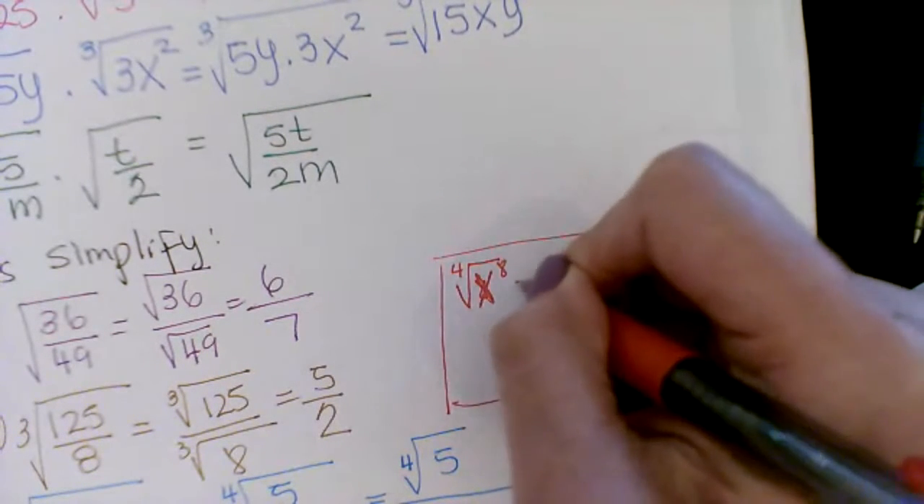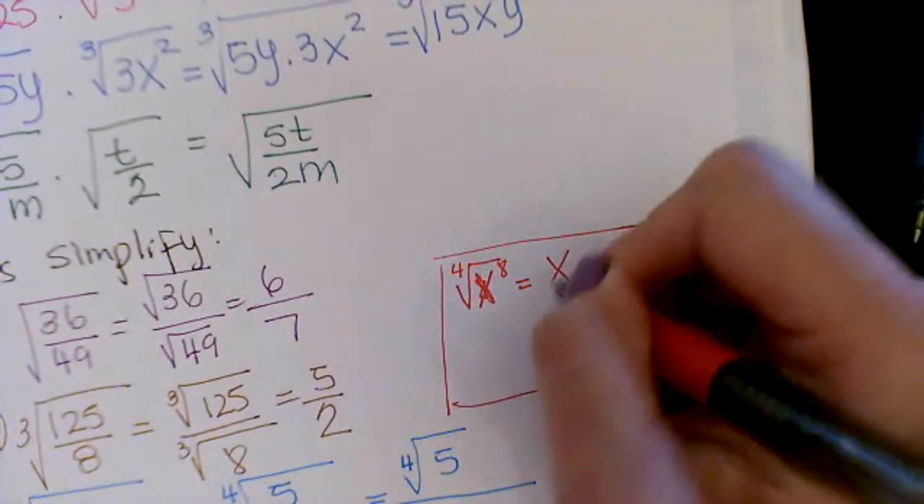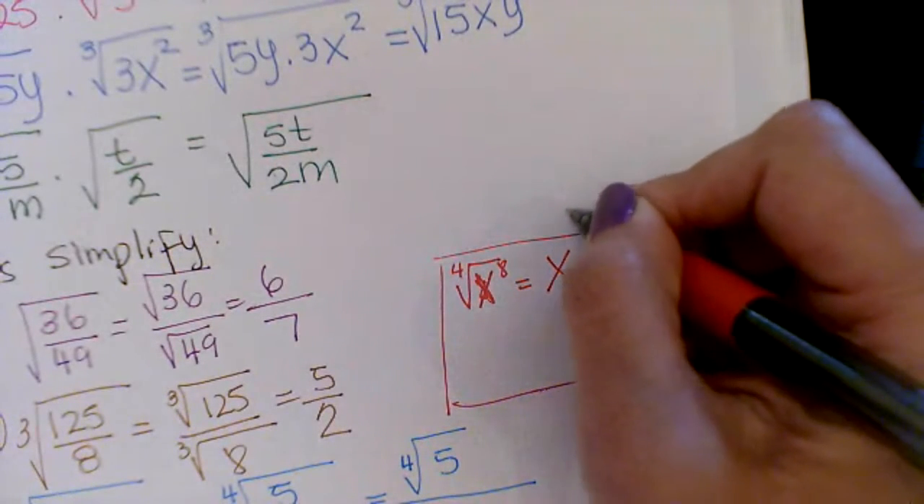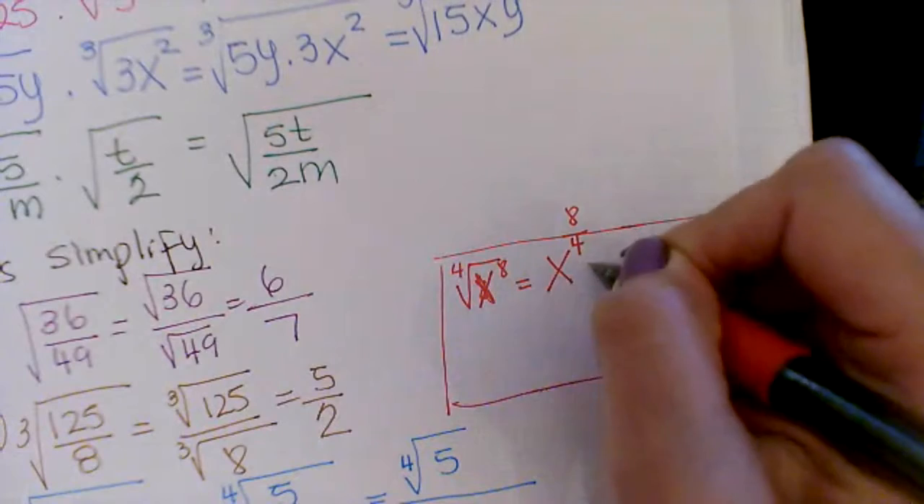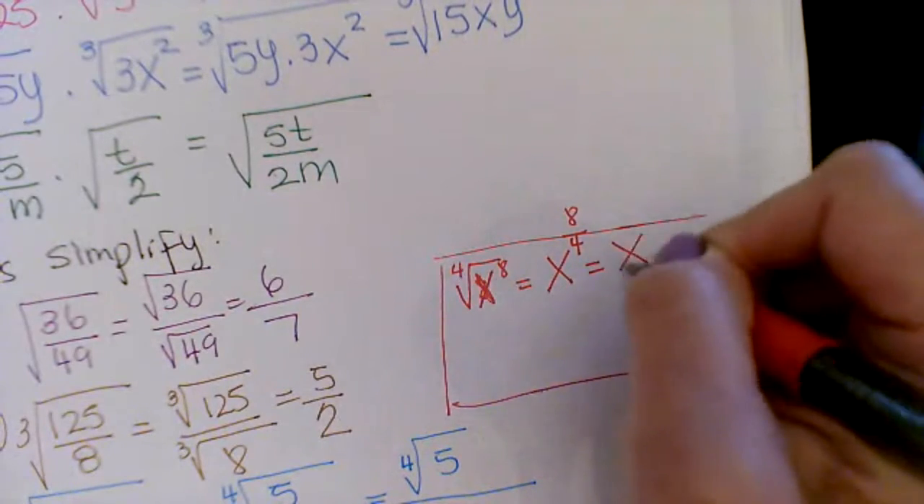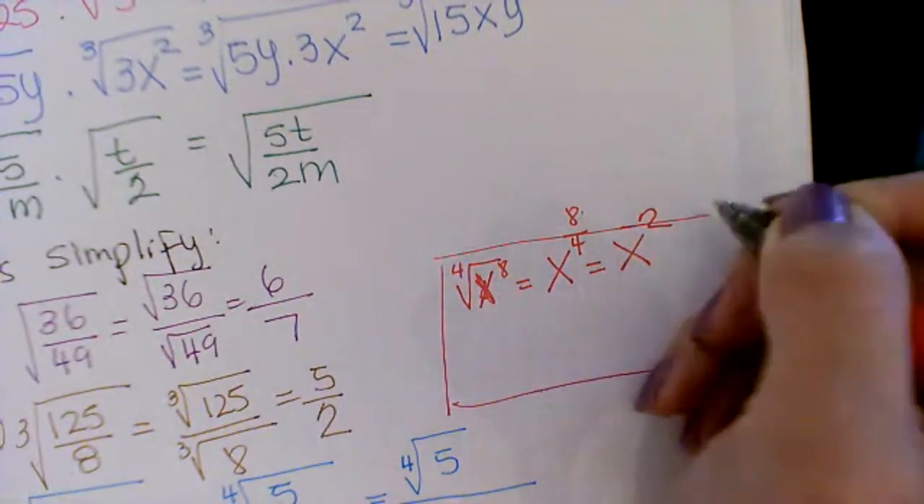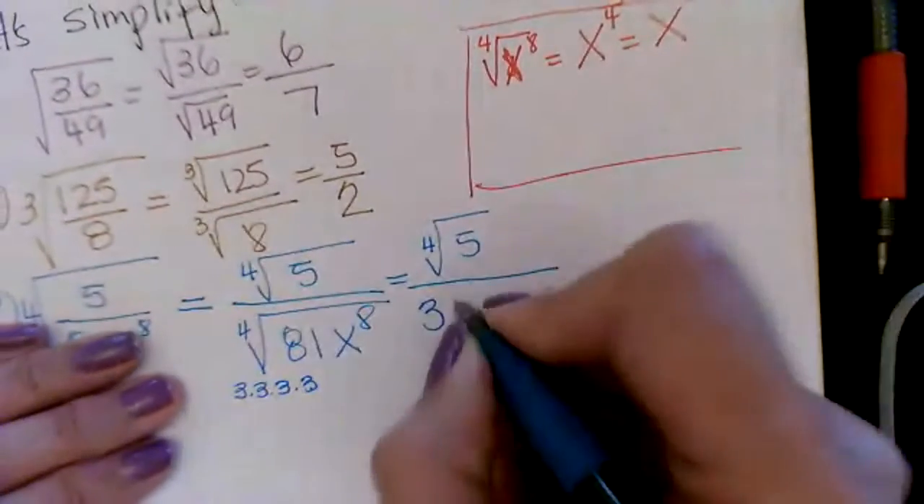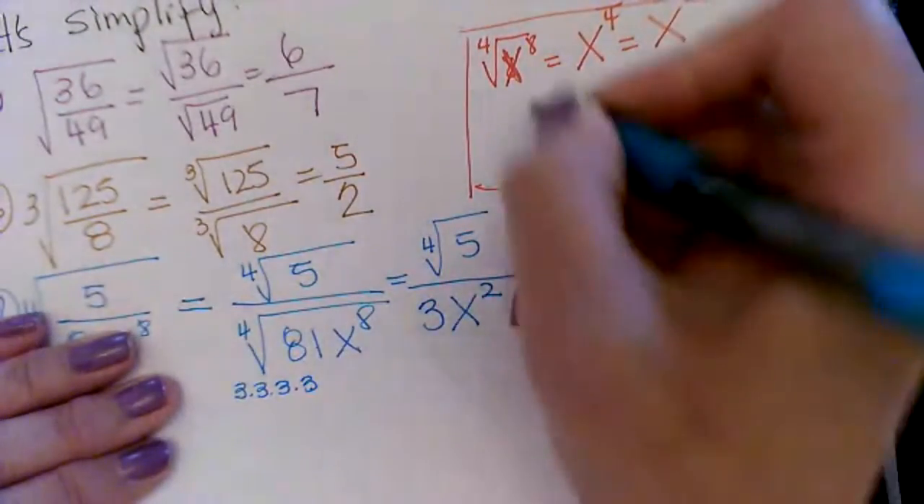X, 8. We said that this was going to be equal to what? 8 divided by 4. And what is 8 divided by 4? 2. Right? So this is x to the 2nd power.